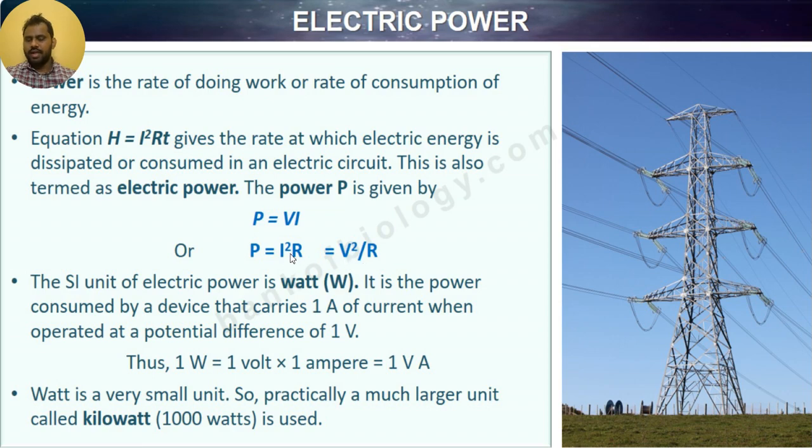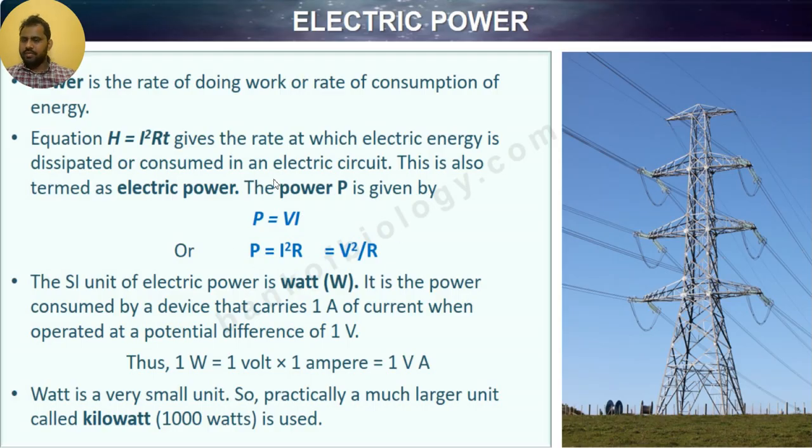Or P is equal to V square by R. Instead of I, we use I is V by R. So square, V square by R square. That's right, V square by R. So the same power has three different formulas. Okay. Fine. So these are the three formulas that we need to memorize.